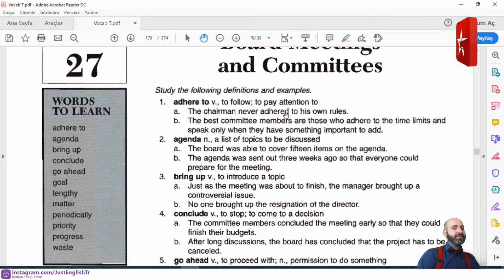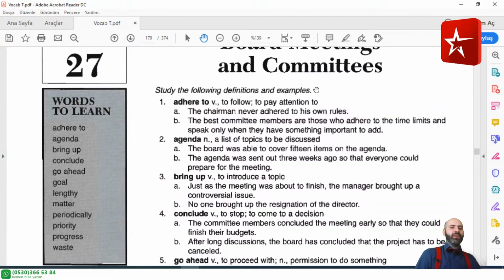And I guess we can start the second session of our lesson now, and let's learn some vocabulary about board meetings and committees. Please pay attention to the spelling of the word committees. Sometimes people can make mistake with it. We need double M and double T and also double E. Okay? M, T, T and E. Okay? Committees.